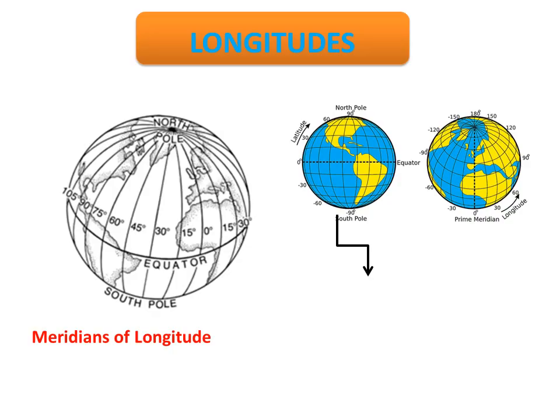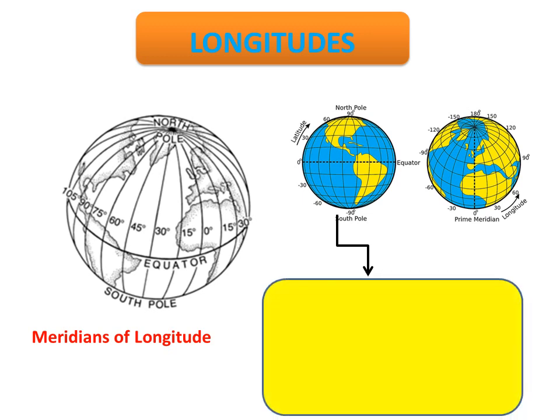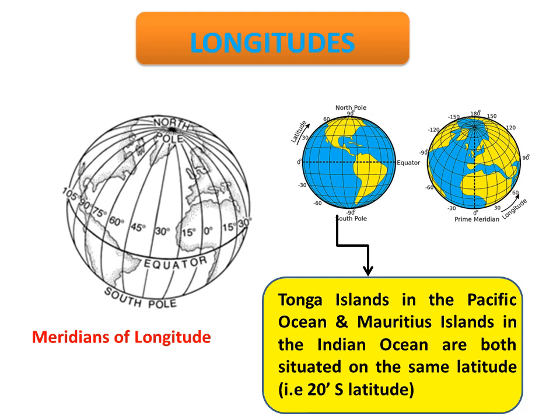Students, our first topic is longitude. What are longitudes? To uniquely locate a place on the globe, we need something more than latitudes. There might be many places located on the same latitude. For example, Tonga Islands in the Pacific Ocean and Mauritius Islands in the Indian Ocean are both situated on the same latitude, that is 20° south latitude.